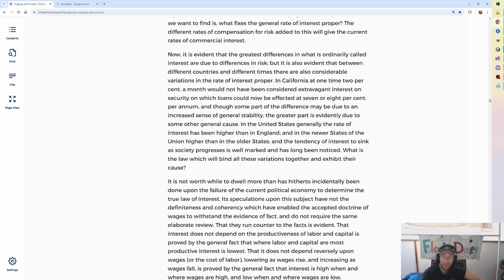So, okay, he's saying in California at one time, for the same kind of loan, you used to get 2% a month, but now it's like 7 or 8% per year. It's a little annoying that one is monthly and one is annual, but we can see that they are not equal. And though some part of the difference may be due to an increased sense of general stability, yeah, you can imagine the 2% per month. Like if loans are collecting interest monthly, it seems like it is an unstable time. But anyway, the greater part is evidently due to some other cause.